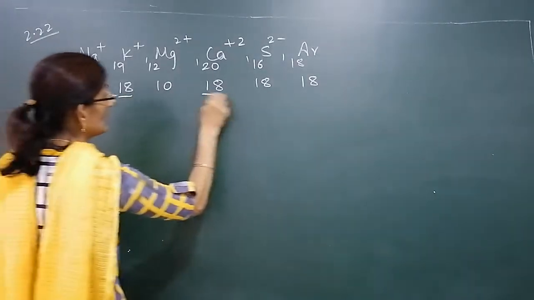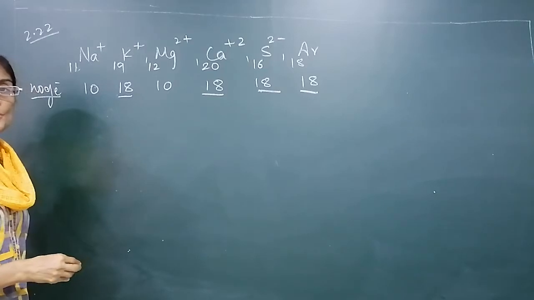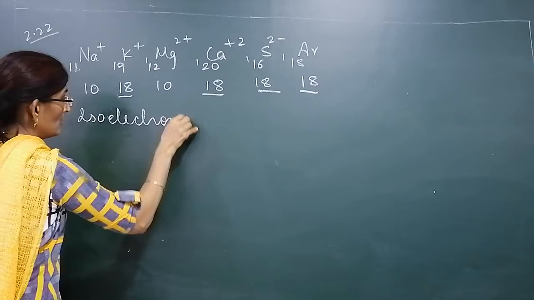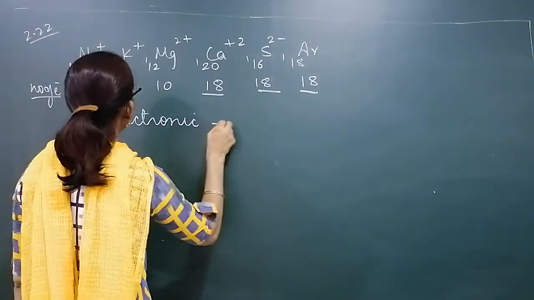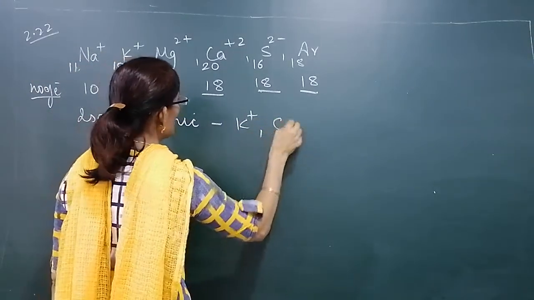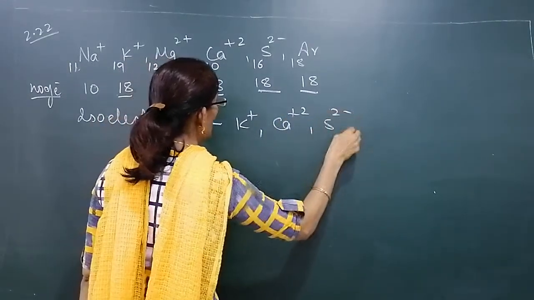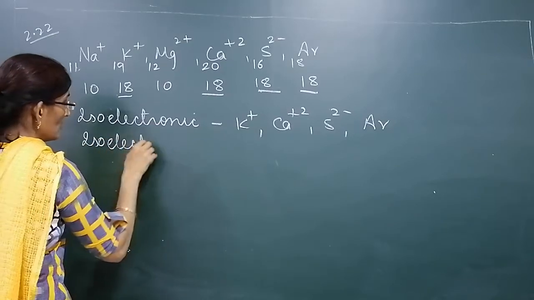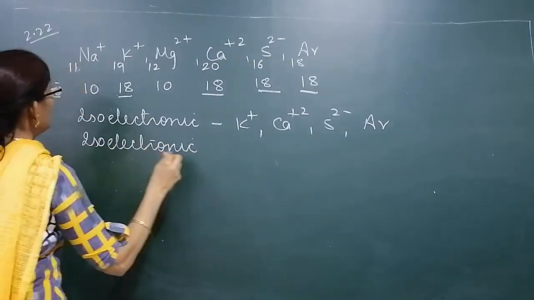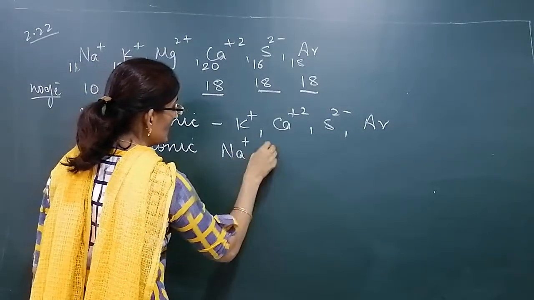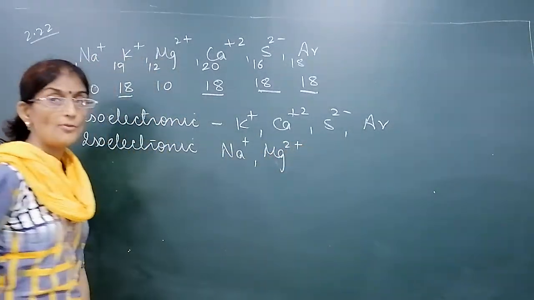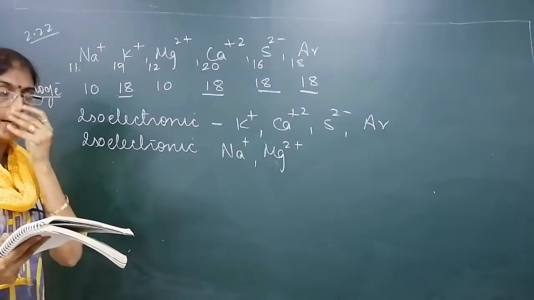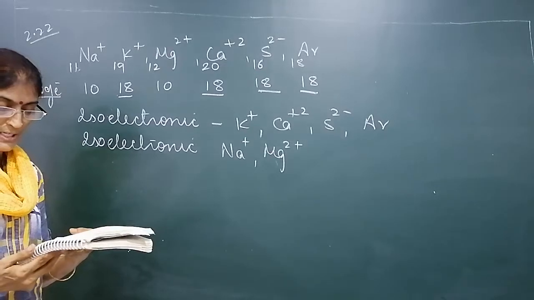Now these are having the same number of electrons, so they are isoelectronic. So which are isoelectronic? Potassium ion, calcium ion, sulfide ion and argon. And other isoelectronic are Na plus and Mg2 plus. Isoelectronic means same number of electrons. Now other questions are given regarding electronic configuration.